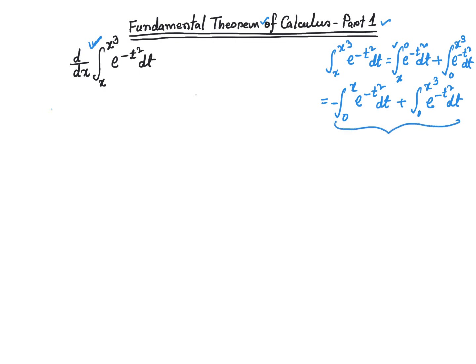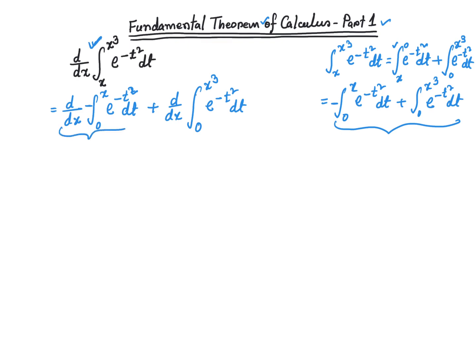Which, by the way, is going to be d over dx of negative integral from 0 to x of e to the power negative t squared dt. That's the first one. And the second one is going to be d over dx of the integral from 0 to x cubed of e to the power negative t squared dt.